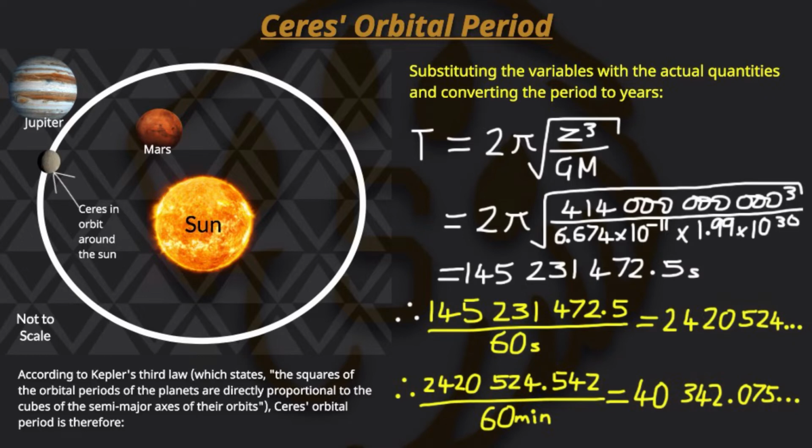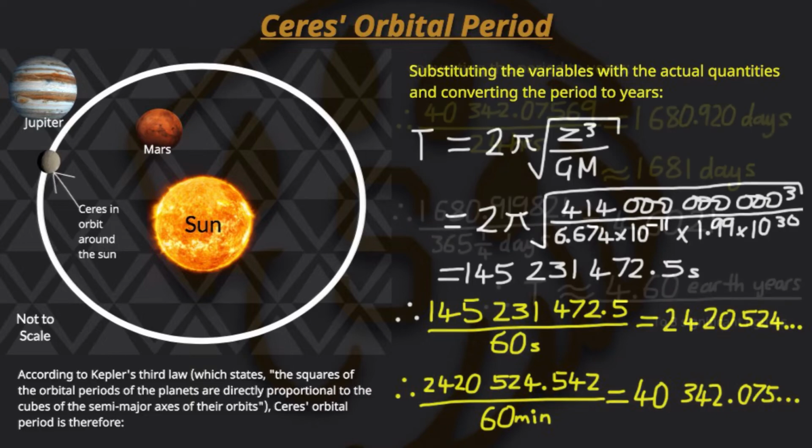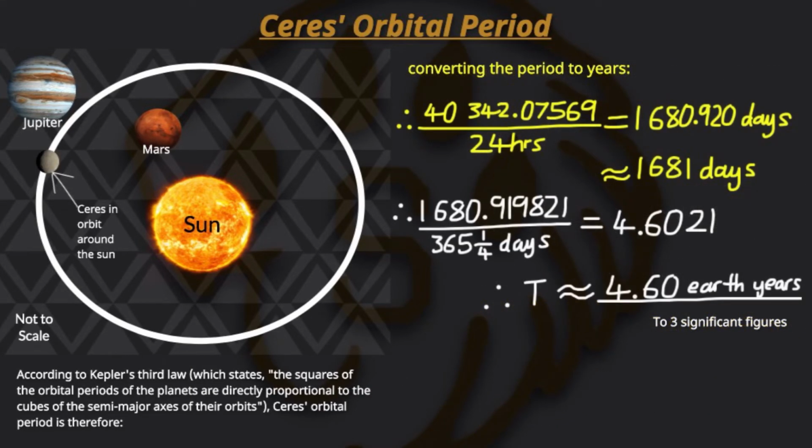40,342 point something hours. So those hours, we divide them by 24 hours, and then we get the number of days, because we have 24 hours in one day. So our days will be equal to that, and that's approximately equal to 1,681 days. Basically, those are the number of days that it takes for Ceres to orbit the sun, for those who are not yet understanding what's going on.